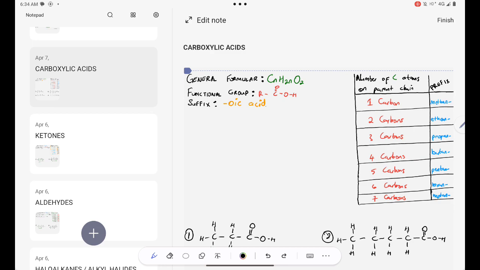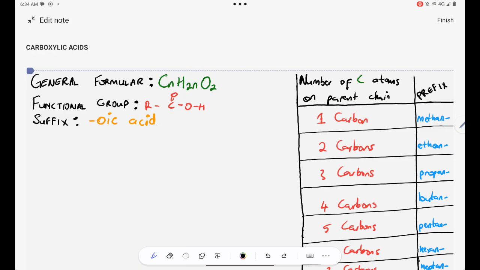Are you together? The functional group for carboxylic acid is called a carboxyl group, and it is always found at the terminal carbon. This is the structural formula of your functional group. The name is carboxyl; you can say carboxyl group or carboxyl ion. Your suffix will always be oic acid.